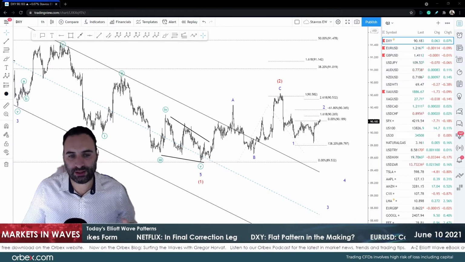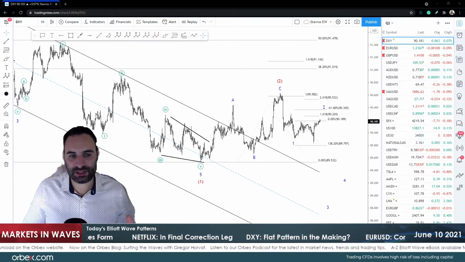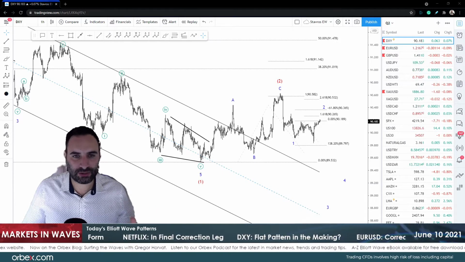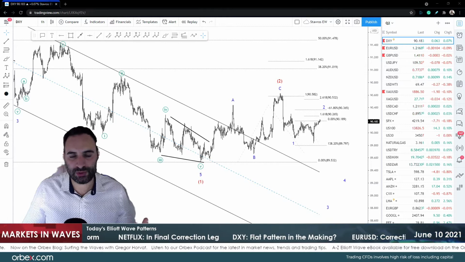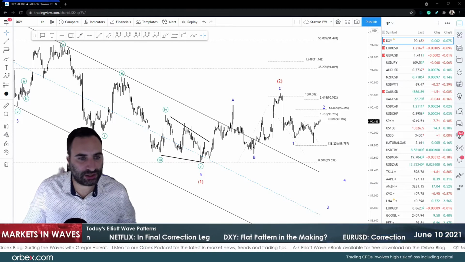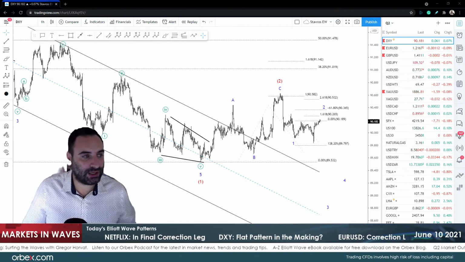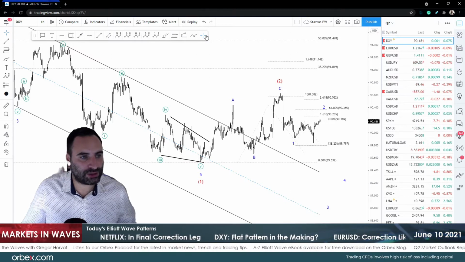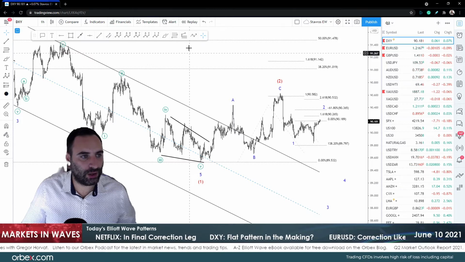And contrary, of course, we've got the US index as well, with FOMC next week. It's turning a bit sideways. But we're going to analyze those patterns today. We're going to also look at GBPUSD, gold, as well as Netflix. So without further ado, guys, let's just jump straight to the charts and have a look at the structure that has been forming here on the DXY.